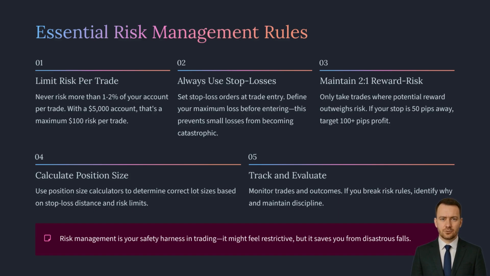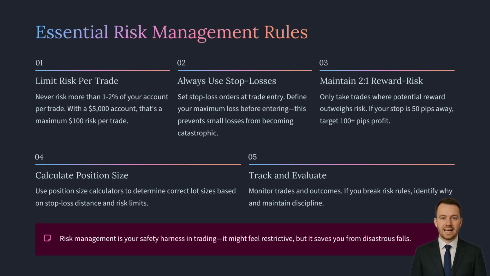Position sizing and diversification. Calculate your position size based on the stop-loss distance and your 1 to 2% risk limit. Use a position size calculator. Many brokers and platforms provide this tool to get the correct lot size for each trade. Also, avoid putting all your capital in one trade or one currency pair. Spreading risk out can protect you if one position tanks.